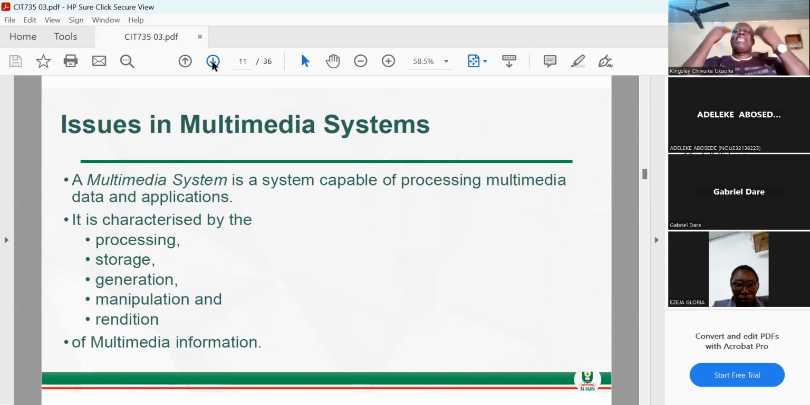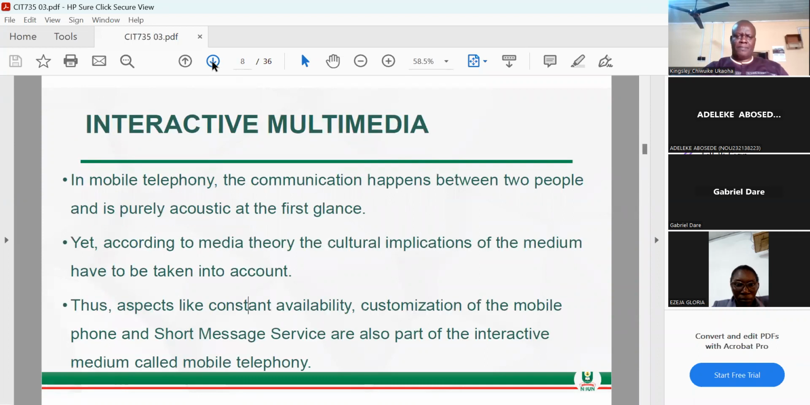Rendition, it now interprets everything and even uses audio to tell you what is really happening. Oh, this bank doesn't have any network, or you don't have enough money in your account, or we don't have enough money to dispense. It will tell you all those messages. So a multimedia system is characterized by all these aspects.